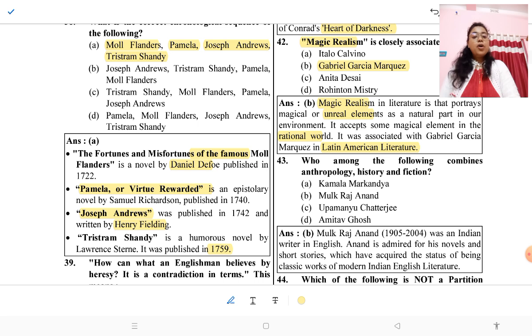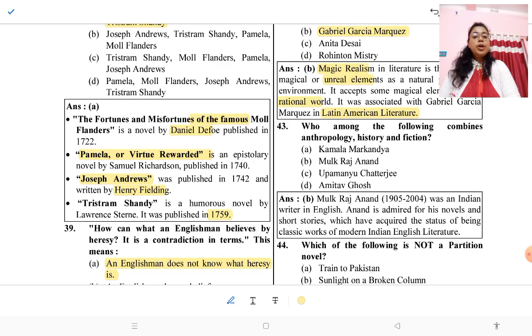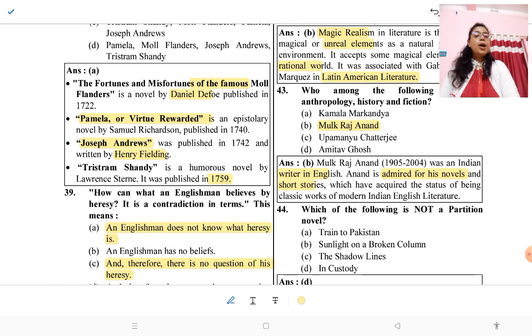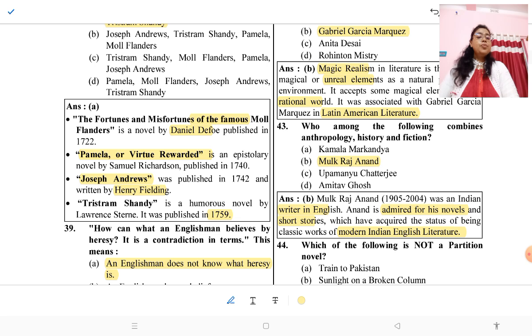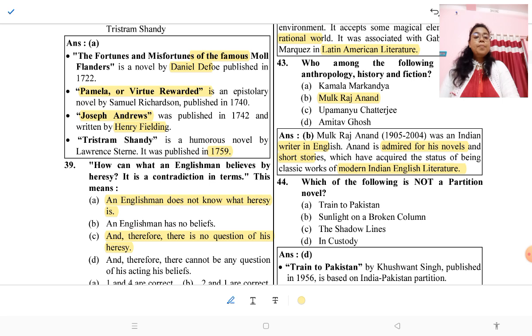Then, who among the following combines anthropology, history and fiction? It will be Mulk Raj Anand. Mulk Raj Anand, who was born in 1905 and died in 2004, was an Indian writer in English. Anand is admired for his novels and short stories, which have acquired the status of classic works of modern Indian English literature. So, the answer will be Mulk Raj Anand.